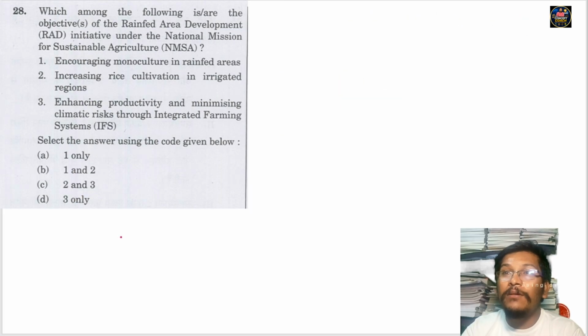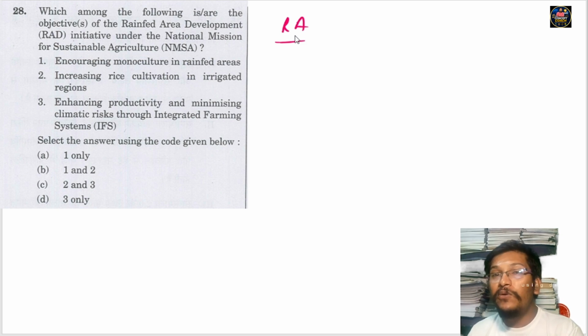Now we will move on to the 28th question. Here it is given: which among the following is or are the objectives of the Rainfed Area Development initiative under the National Mission for Sustainable Agriculture. First of all, we want to know what a rainfed area is. A rainfed area is agriculture in a specific area which depends purely on rainfall, not on irrigation or other factors. That area is called a rainfed area.